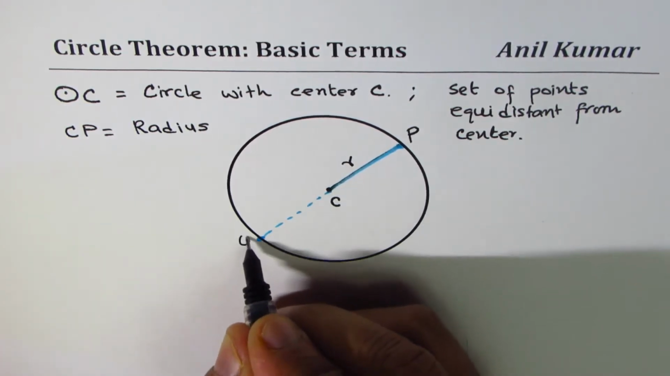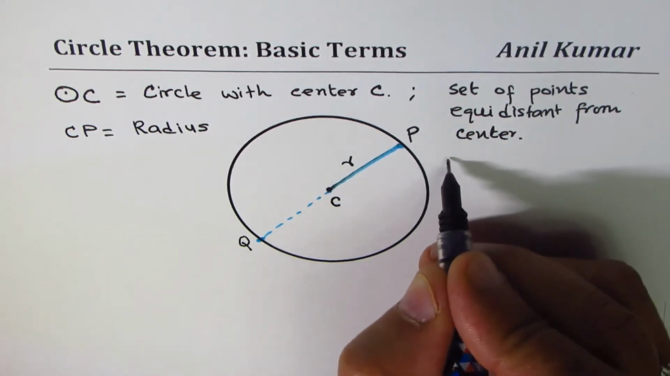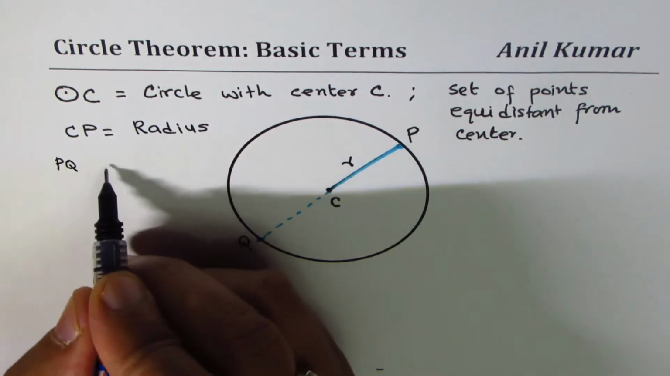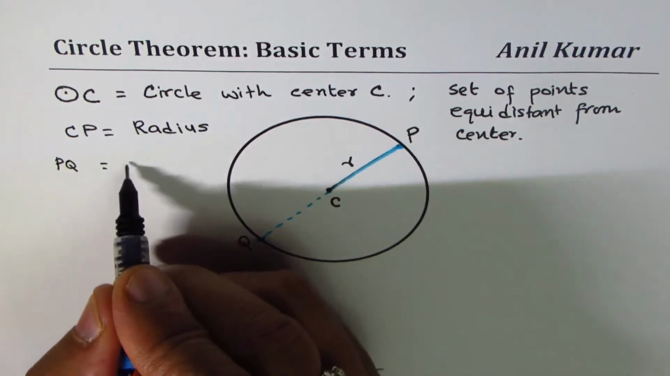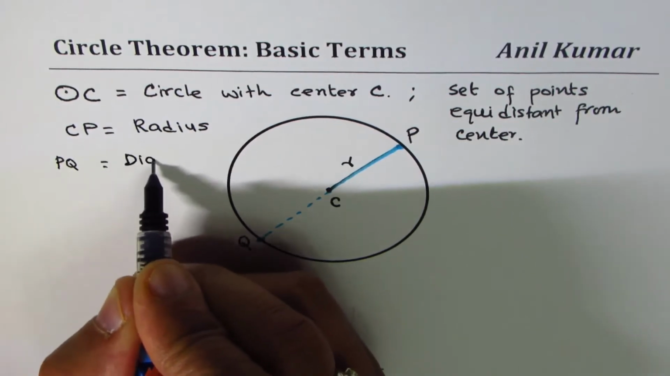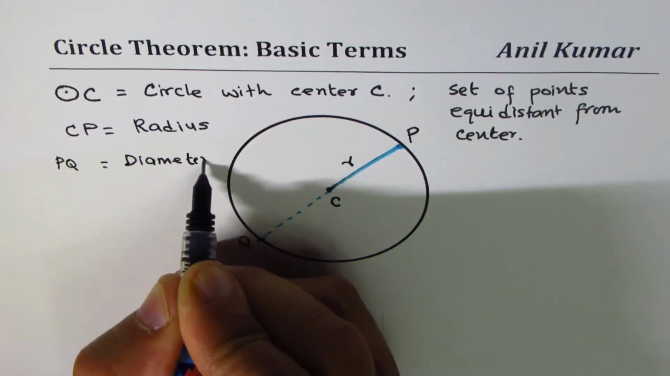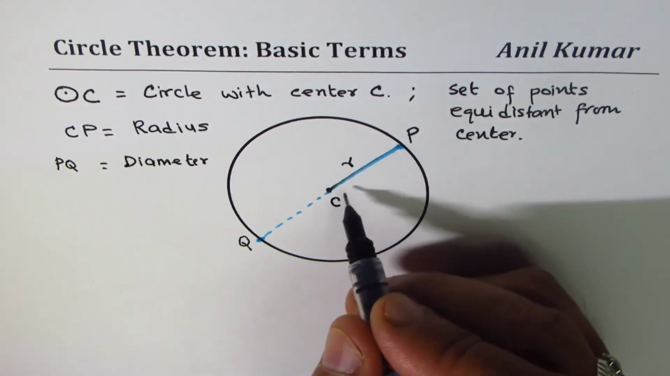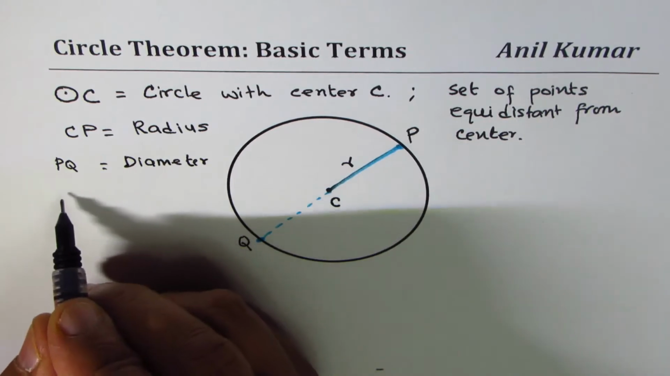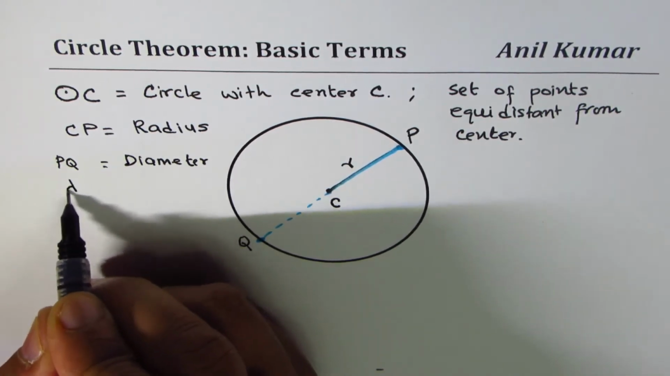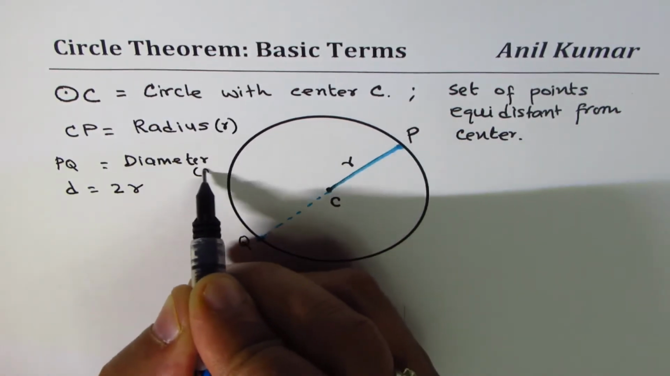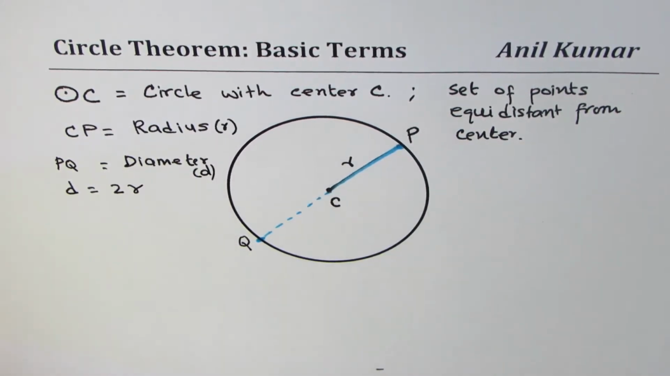Let's say this point is Q. The length PQ shown here is called the diameter. As you can see, if I say diameter is D, then it is twice the radius. So we can say diameter is 2 times radius, right? If I say radius is R and diameter is D, then diameter is twice the radius. Correct?